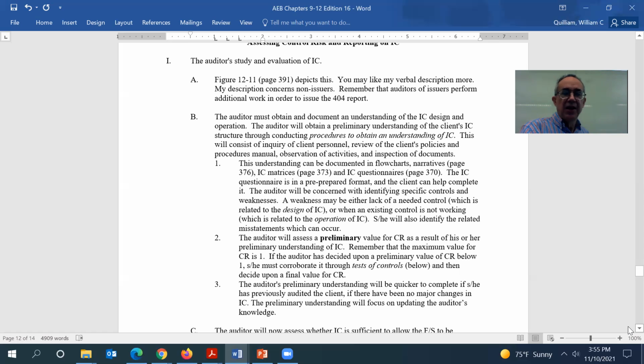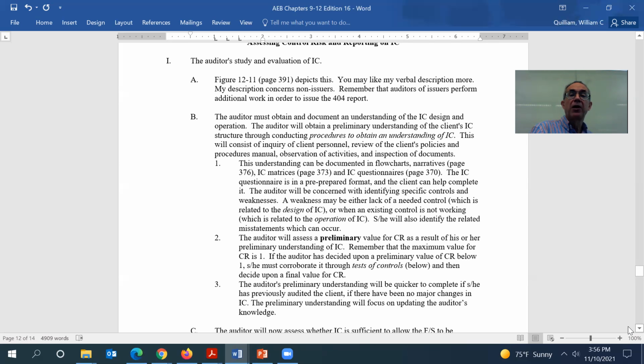Now, based on this, the auditor is going to assess a preliminary value for control risk as a result of his or her preliminary understanding of internal control. So just a tentative value for control risk. And we can remember that the maximum value for control risk is 1 or 100%. And if the auditors decide upon a preliminary value of control risk below 1, they must corroborate that through tests of controls, we'll see them below, and then decide upon a final value for control risk.